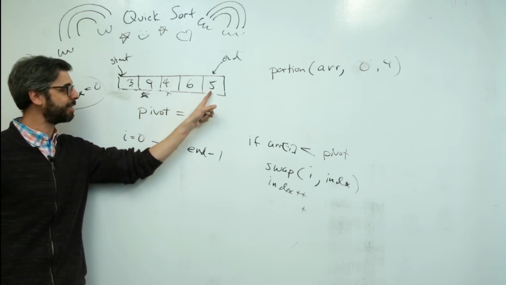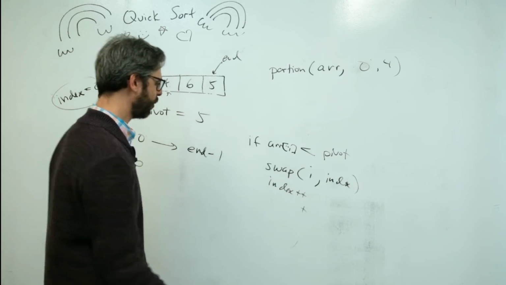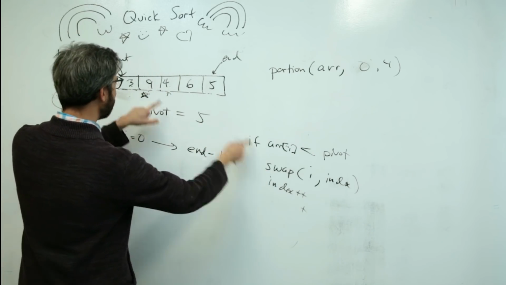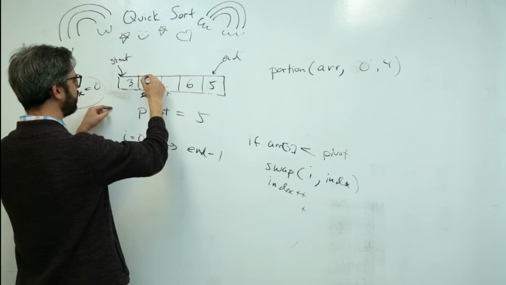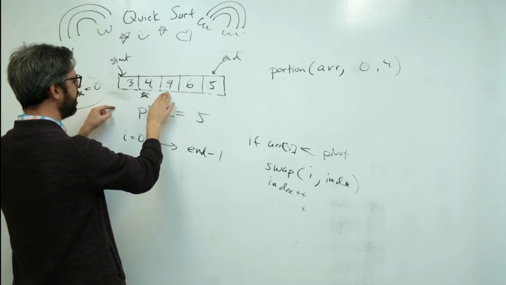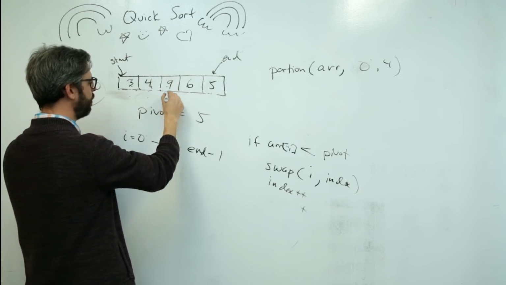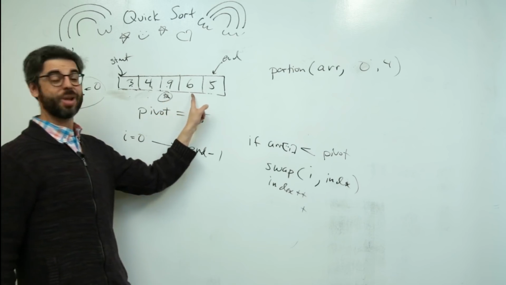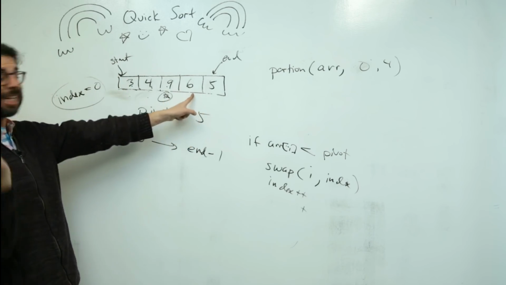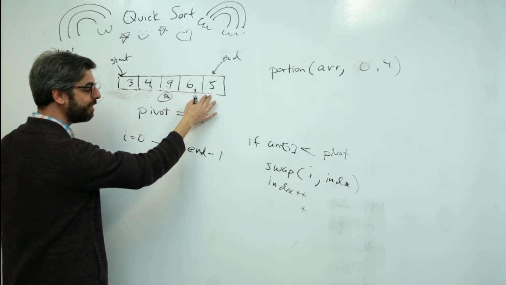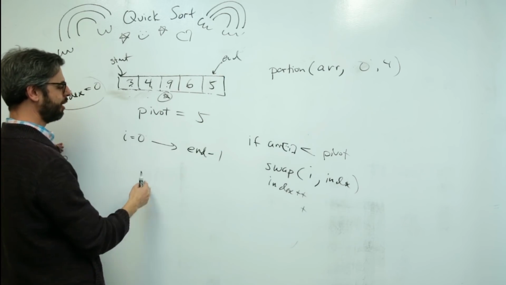Is 4 less than 5? It is. So I do this again. Swap i and the pivot index. So 4 goes here, 9 goes here, and the pivot index goes up. So the pivot index is here. Then I go here for i. This is the last one I need to check. Is it less than 5? No, do nothing. So I'm done.